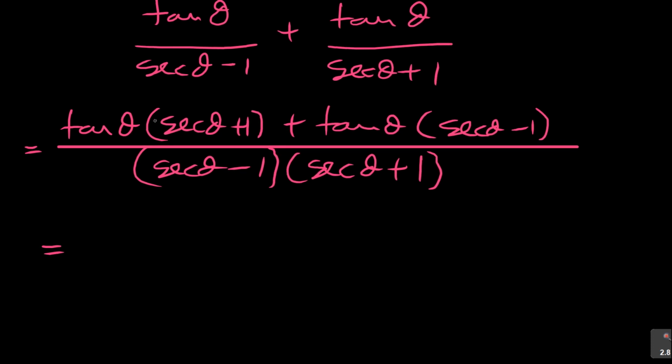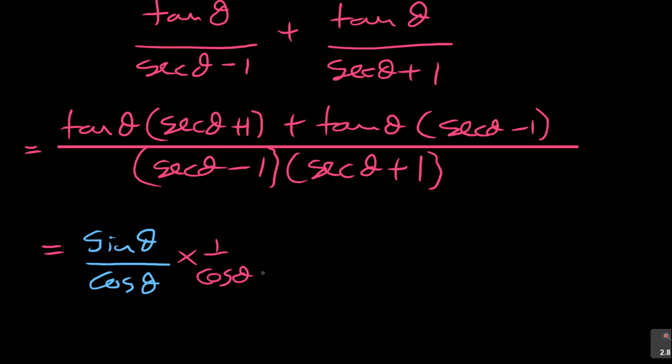You know what tan is? Tan is what? Sine over cos. So I've got my sine theta over my cos theta, that is changed there, multiplied by, remember what is sec? Sec is 1 over cos theta. Are you seeing that? I'm just doing this intentionally.